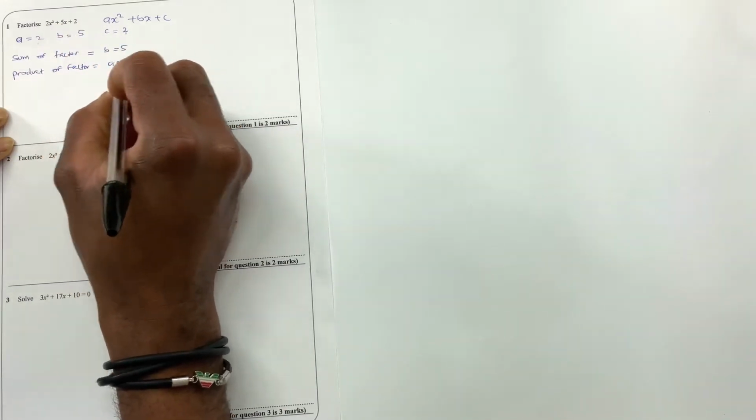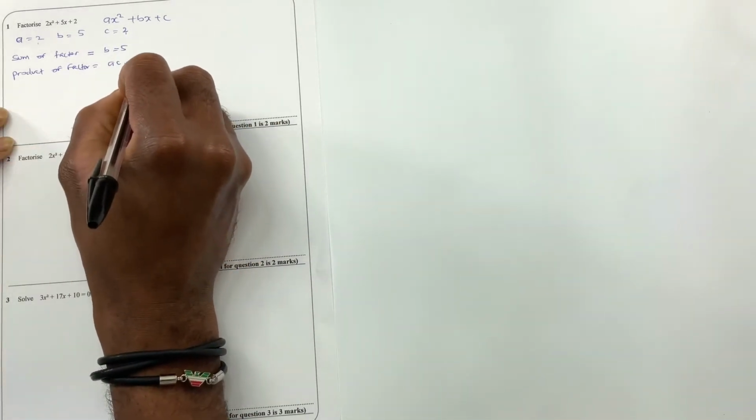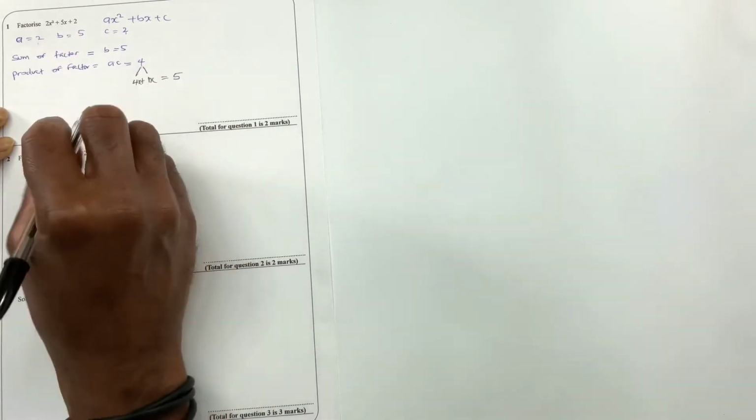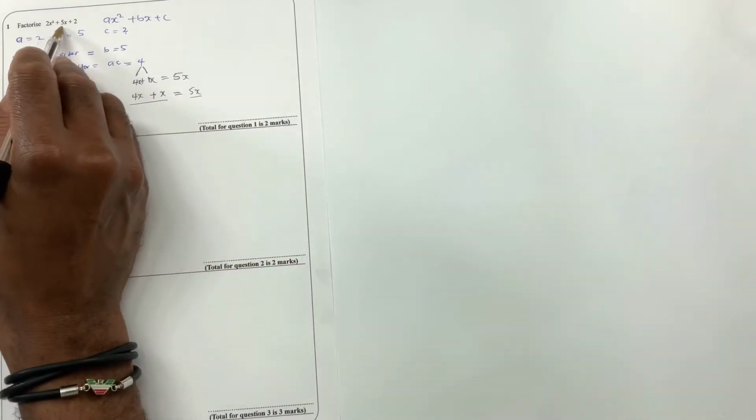So we're looking for 4 and 1. 4 times 1 is 4, and we add them together we get 5. So I put a plus there, and this is the x variable, so I put x there, and x there. So this is 4x plus x, which equals 5x. Now I'm going to replace 5x with 4x plus x.